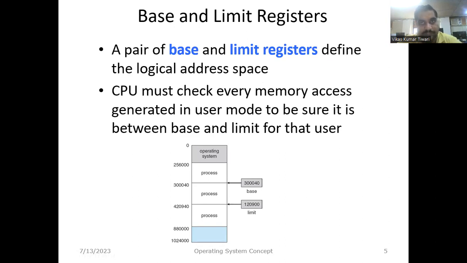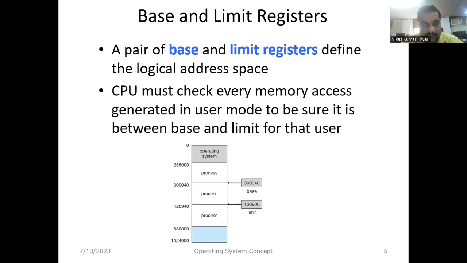Like if my home address is in a 1000 square feet area, and there are a number of blocks of 1000 square feet. What is my base address, from where my address is starting? The first one is 0 to 1000, then another one is 1001 to 2000, then 2001 to 3000. So if I am residing at 2001 to 3000, it means 2001 is my base address. And what is the limit? The total memory, like 1000 is the limit.